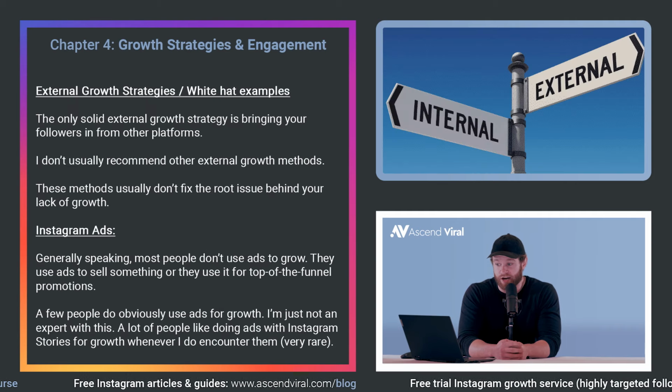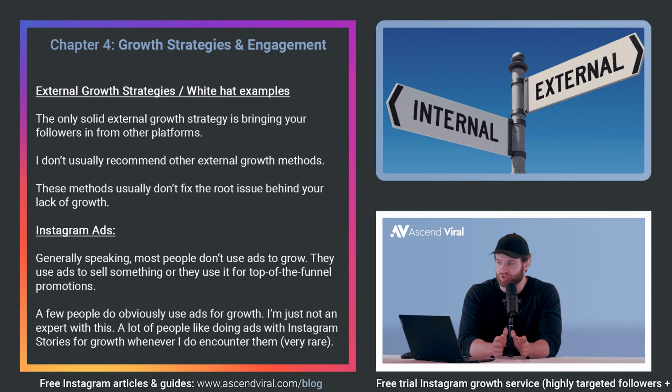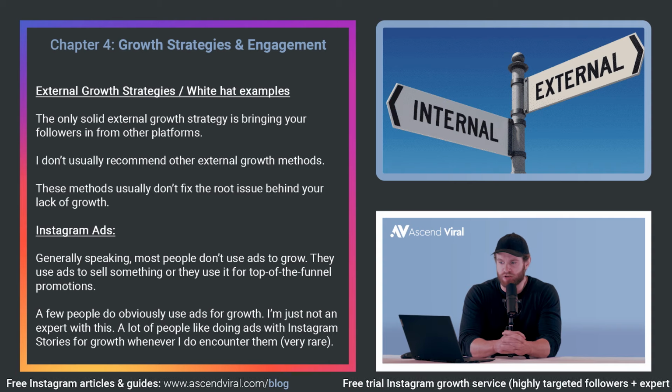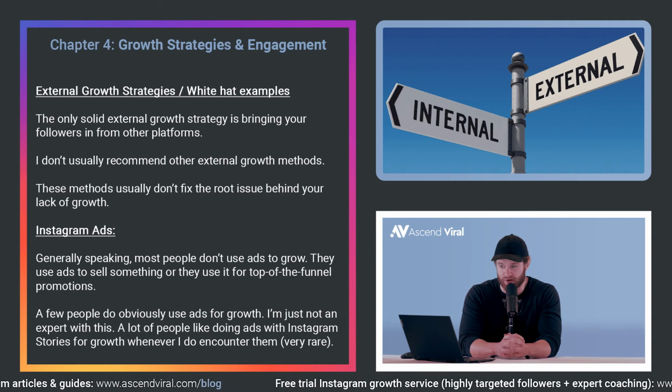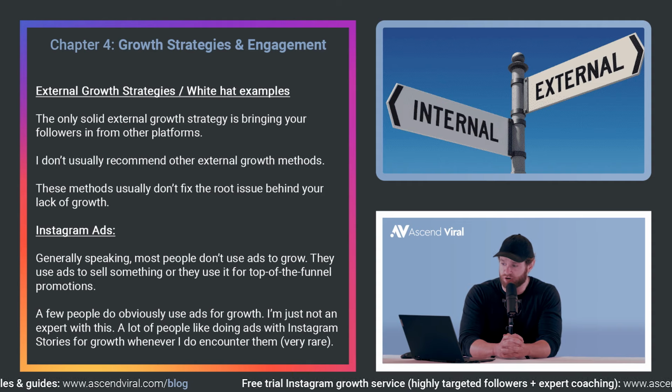So we just covered interaction growth strategies. Now let's talk about external growth strategies. This is when you have growth methods that aren't attributed to your account's participation with other accounts. You don't need to do anything specifically on your account in order to grow with these methods.